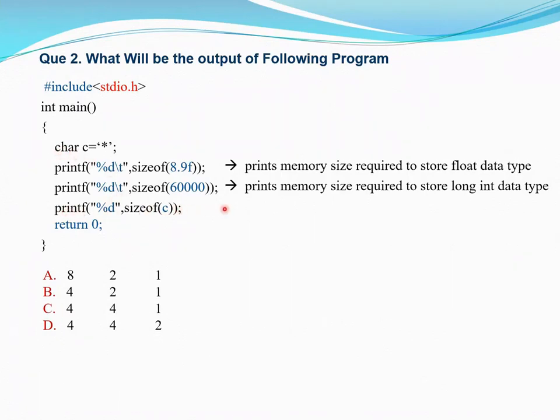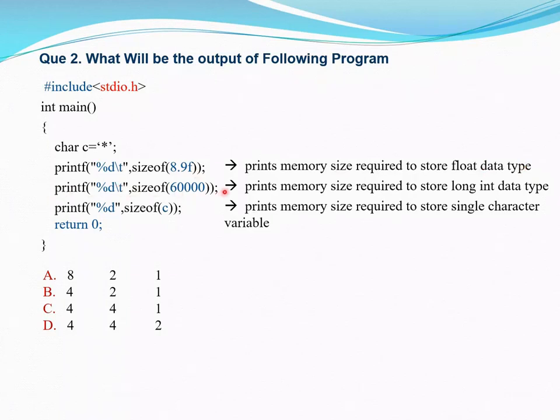So therefore this function will print the memory size required to store a single character variable. So here, the output of this program will be 4, because 4 is the memory size required to store the float data type.